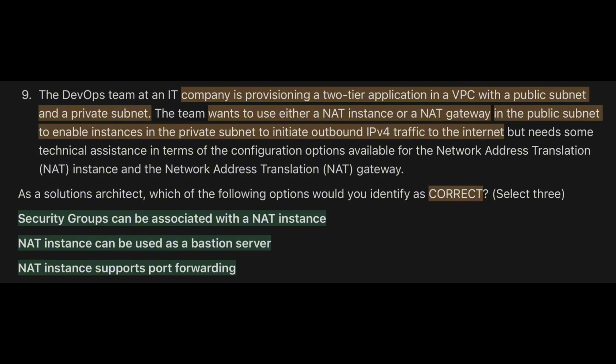And let's say the team wants to use either a NAT instance or a NAT gateway in the public subnet to enable instances in the private subnet to initiate outbound IPv4 traffic to the internet. So in this case, we should know that a security group can be associated with a NAT instance, and a NAT instance can be used as a bastion server, and a NAT instance supports port forwarding.